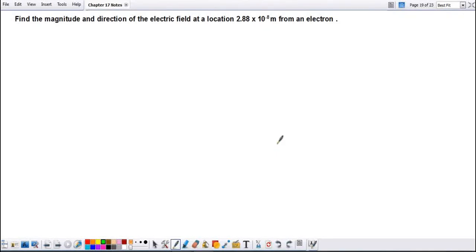Find the magnitude and direction of the electric field at a location 2.88 times 10 to the negative 8th meters from an electron. Step 1, we're going to draw a picture. So I've got an electron.